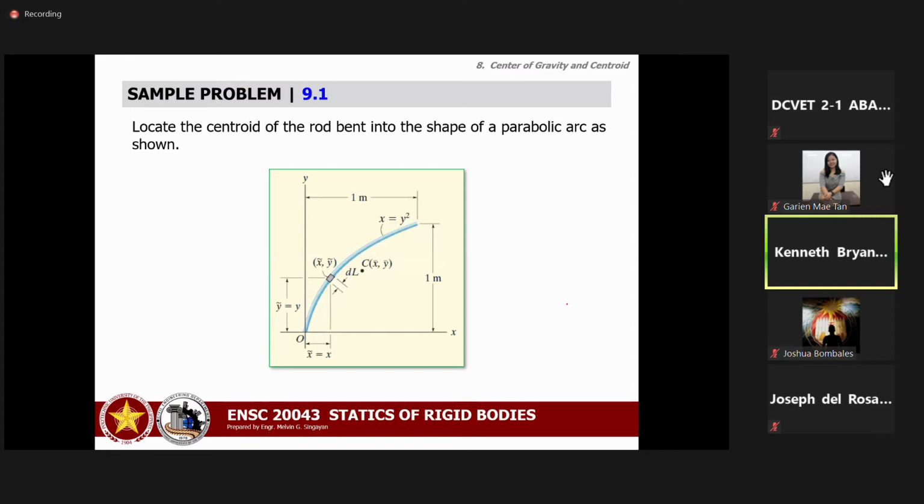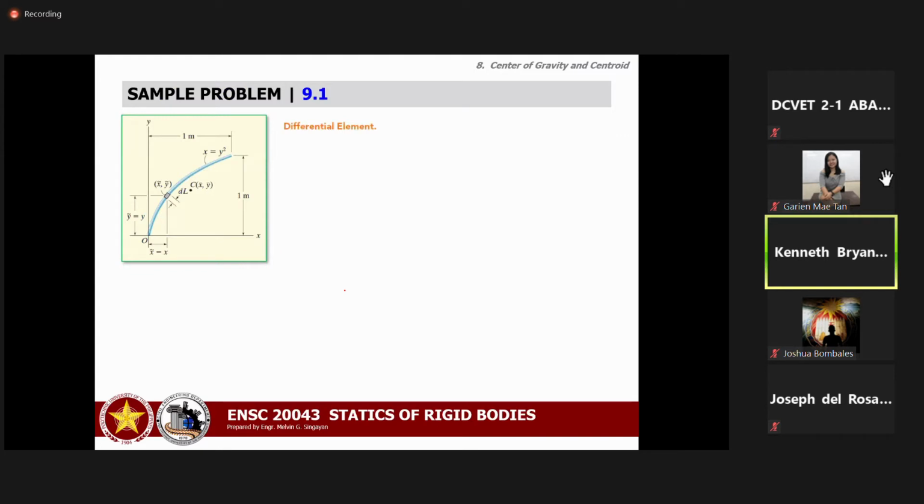Okay, sample problem 9.1. Locate the centroid of the rod bent into the shape of a parabolic arc as shown. So this is the rod bent in the shape of a parabolic arc, and the equation of the parabolic arc is x equals y squared. We are going to use a differential element. The differential element that we are going to choose is this one. The length of the differential element is dl, and the location of the centroid of that differential element is at x curl and y curl.